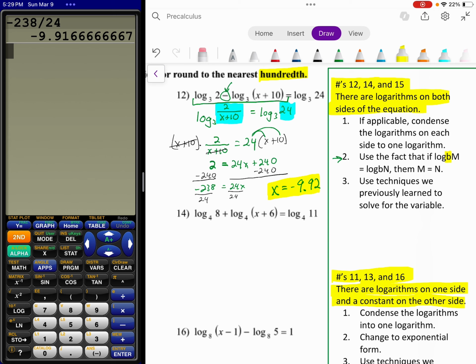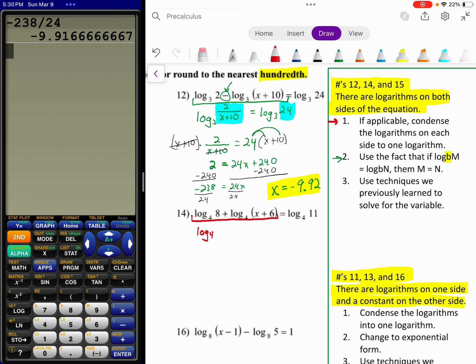Now, if we put that back into our original, again, it would not equal exactly because we rounded, but it would be very, very close. So number 14. Same concept, that we're going to, if applicable, condense the logarithms. Well, on the left, we're adding logarithms with the same base. So that's actually the product rule.